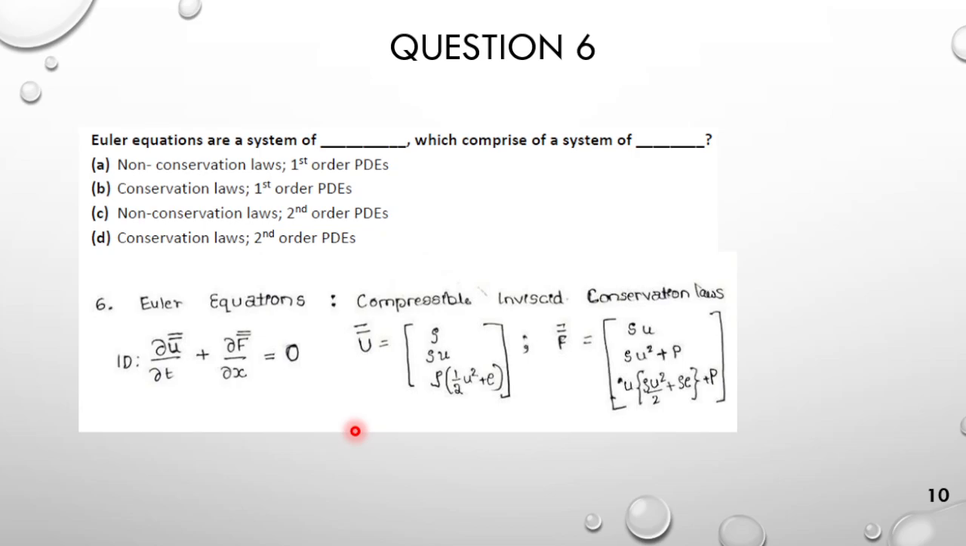Okay, maybe you can go through this again. This content is mainly on the Euler equation, because this is mainly useful, I think, for people from an aerospace background.